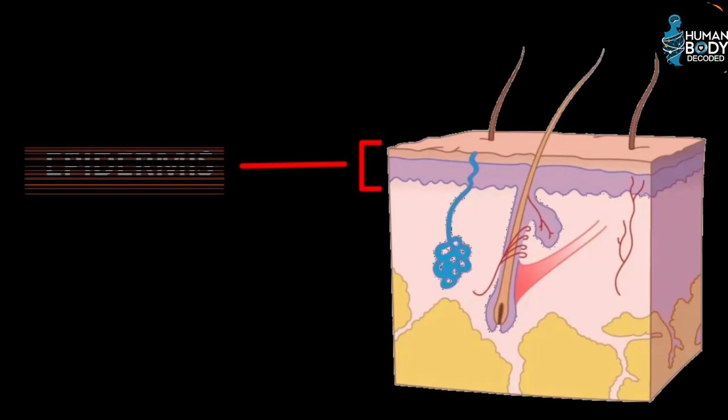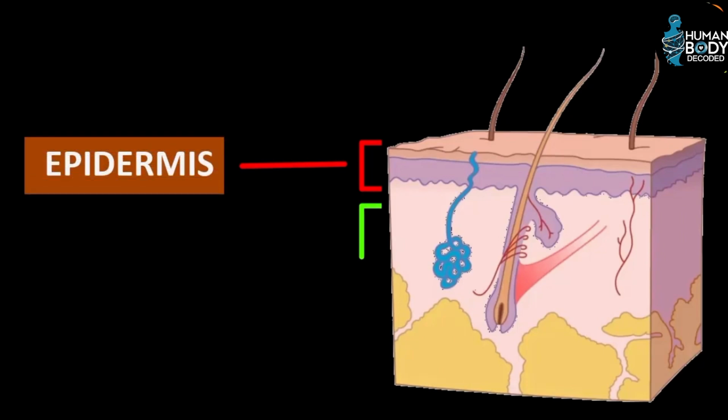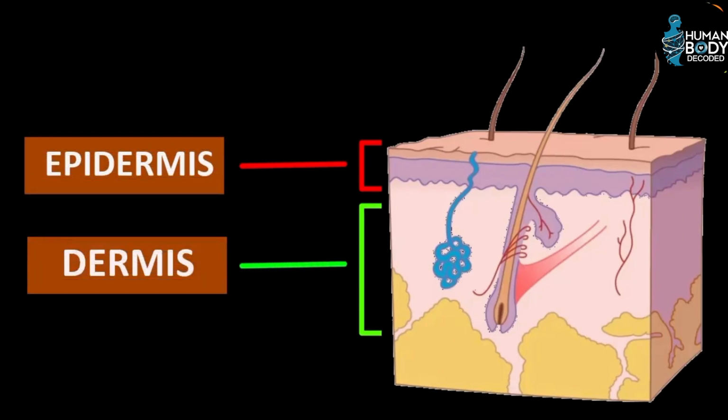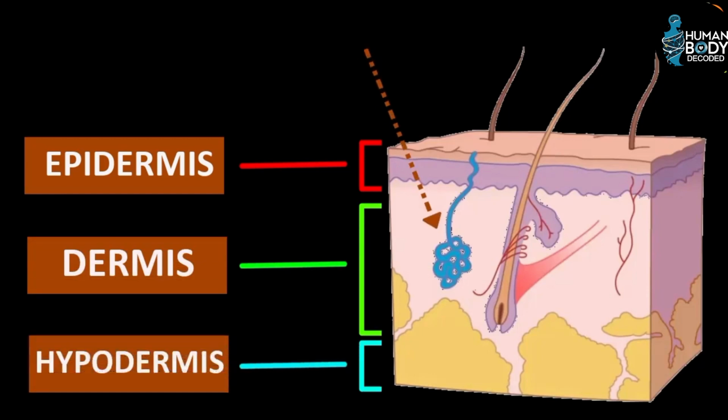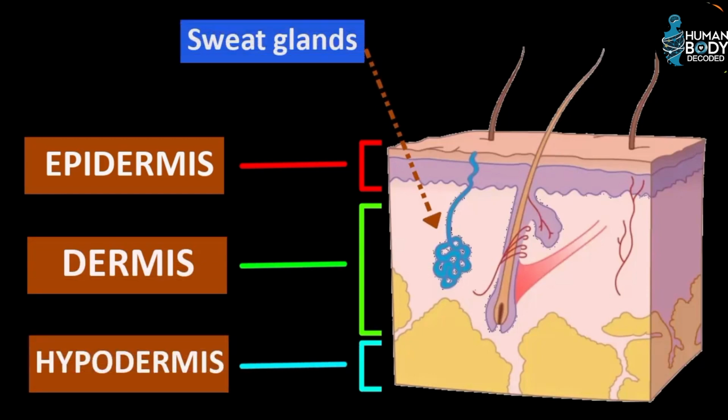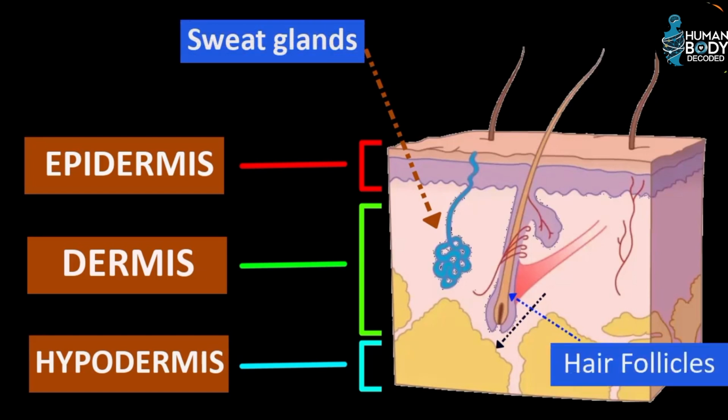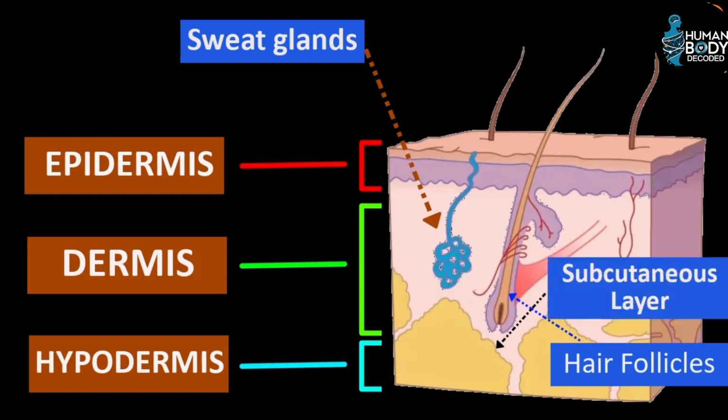The outermost layer is the epidermis. The middle layer is the dermis. And the innermost layer is called the hypodermis. Here, you can also see the sweat glands, right? You can see the hair follicles, correct? And at the very bottom, below the hypodermis, you can see the subcutaneous layer.